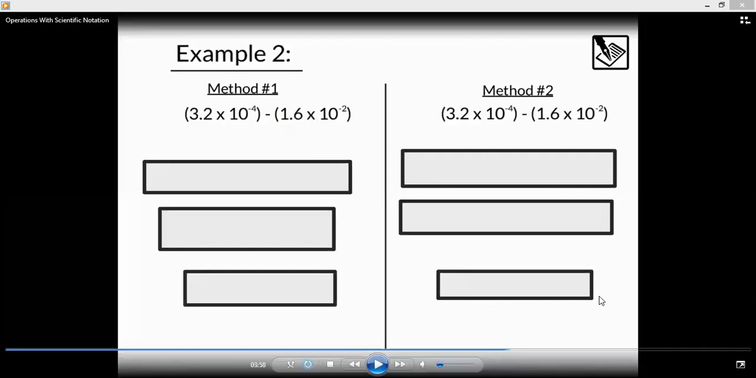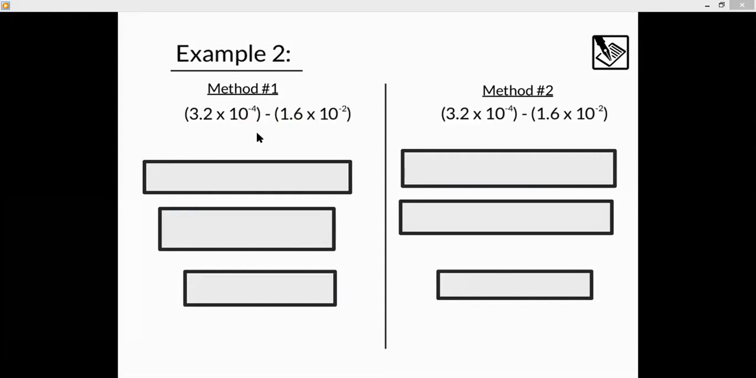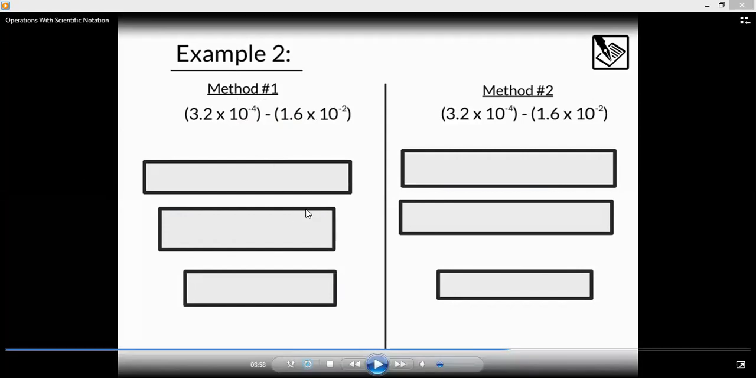Let's move to the next part, with subtraction. With subtraction, you have 3.2 times 10 to the power of -4 minus 1.6 times 10 to the power of -2. It has the same idea as addition. Do you remember what the first method is? Yes, first method, we are going to expand the numbers and then subtract, and by the end we will rewrite again to write it in scientific notation.